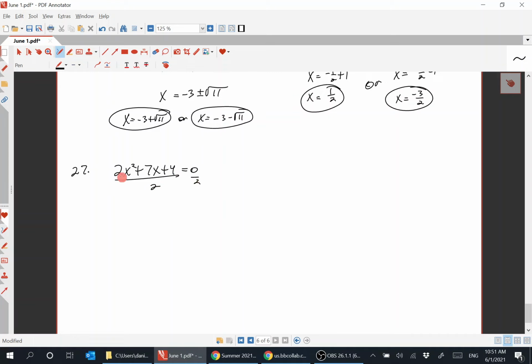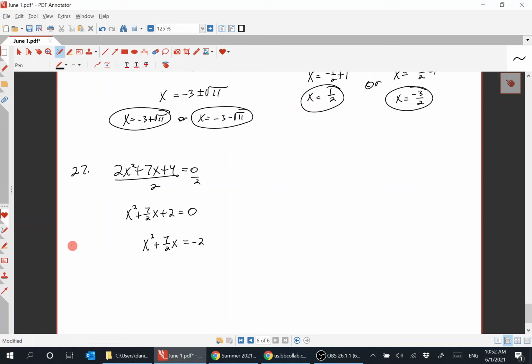Alright, so if the coefficient of x squared is not 1, that means divide out that coefficient. So this gives me x squared plus 7/2 x plus 2, still 0 on the right. Now move the 2 over. x squared plus 7/2 x equals minus 2. Or, I mean, you could have moved the 4 over and then divided by 2. It doesn't matter. Either way is fine.